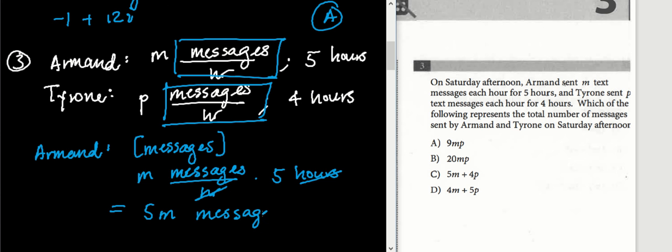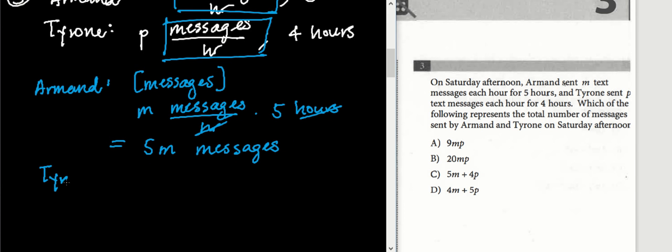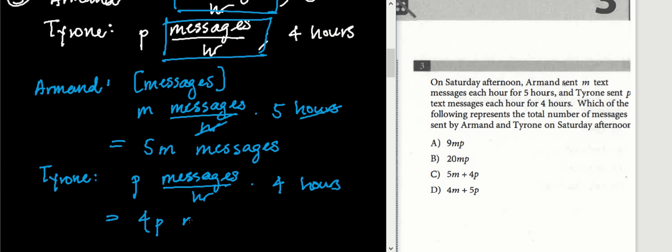So this is the total number of messages sent by Armand. And you can repeat this process for Tyrone. In Tyrone's case, you will have p messages per hour multiplied by 4 hours, and you get 4p messages at the end of this. And you notice that the units that we wanted, which were messages, is actually what we get back over here. We get 4p messages and 5m messages.